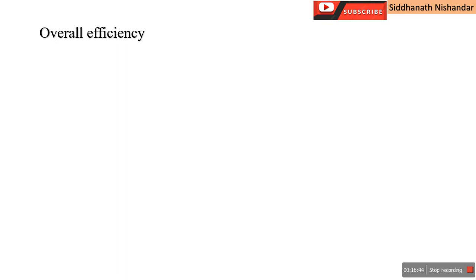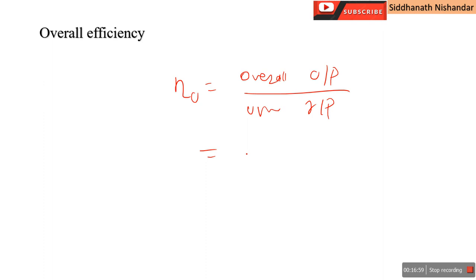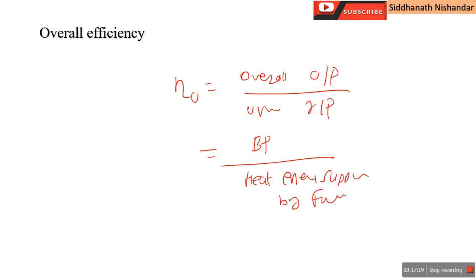Next is the overall efficiency. Overall efficiency is the overall output to the overall input. Now, what is the overall output? Overall output is nothing but the brake power. Okay, finally the power available at the crankshaft is the overall output. And the overall input is nothing but the heat energy supplied by fuel.